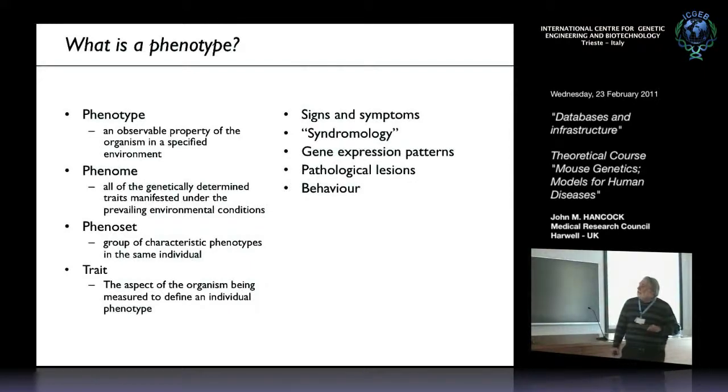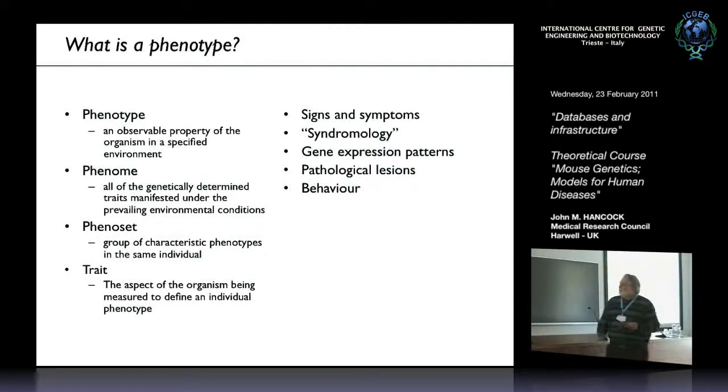So phenotype is an individual observable property of an organism. It may or may not be abnormal, and that's something that will come up later. But it's something that you can observe and measure. For example, the hair is red is a phenotype. Oh, no, you won't see it, but yeah.